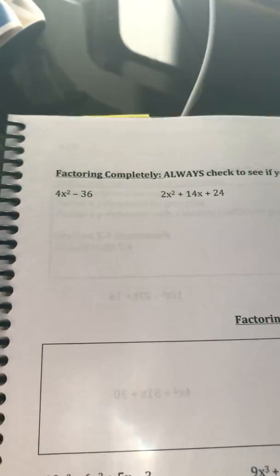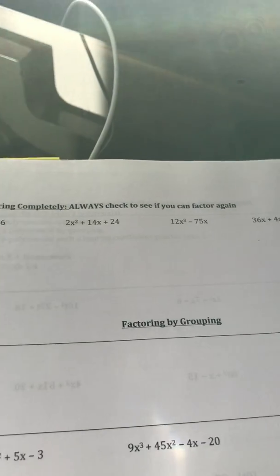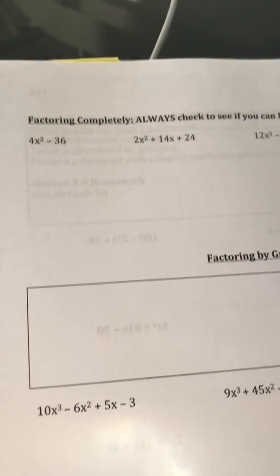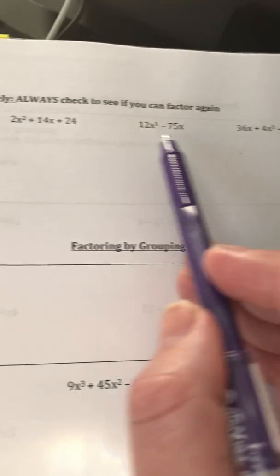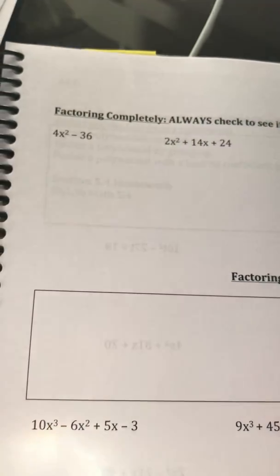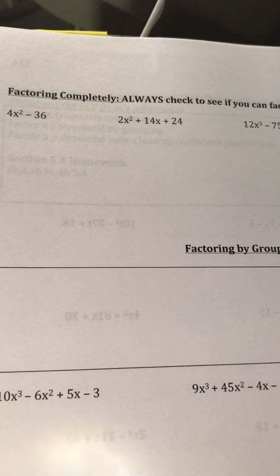Okay, so take a look at this section right here. This says factor completely. Now, when it says factor completely, that means that after you factor it the first time, because you'll be able to use greatest common factor for all of these, after you factor it the first time, you have to check to see if you can factor again. Okay?